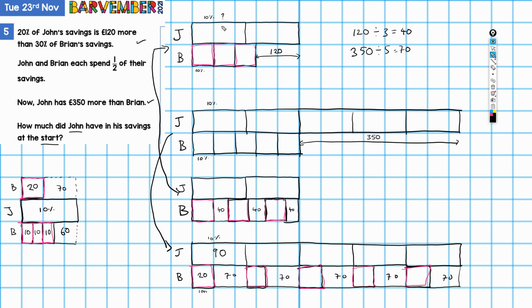And that's actually what we're after, aren't we? We're after finding out what a unit of John's is. So 10% of John's money is £90, and what we are asked is how much did John have in his savings at the start? Well, then that must be 90 times 10, which gives us 900, of course. Okay, so it might not look like anybody else's. I've no idea what anyone else has been doing in this, but that is how I got to the answer, using a bar model to show me what I needed to do.